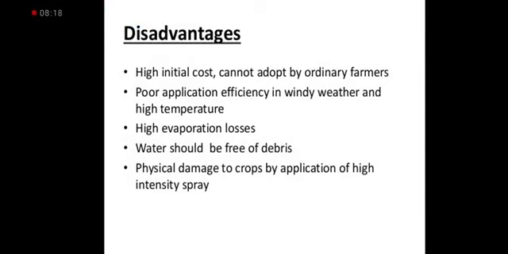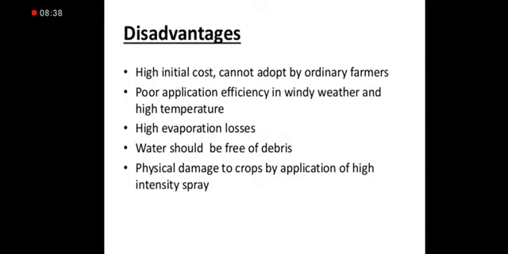Those are high cost. It is very expensive because we have to prepare the mechanism first, so first of all we have to prepare the storage tank, the water supply, and the motor from which the water will flow. So it increases the cost of the sprinkler method.